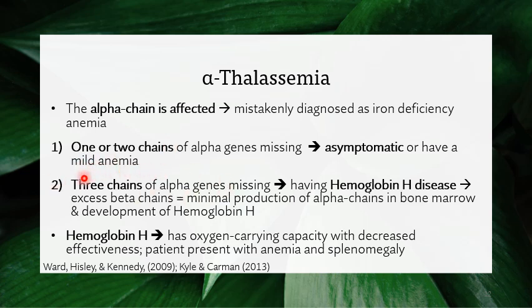When three of the alpha chains are missing, the person, the baby, will have hemoglobin H disease. What is this? This is excess beta chain and minimal production of the alpha chains in the bone marrow, and then we will develop what we call hemoglobin H. So what is hemoglobin H? Hemoglobin H is a red blood cell that has oxygen carrying capacity but with decreased effectiveness. So the patient will present with anemia and splenomegaly. So this is a red blood cell that is not functioning very well.